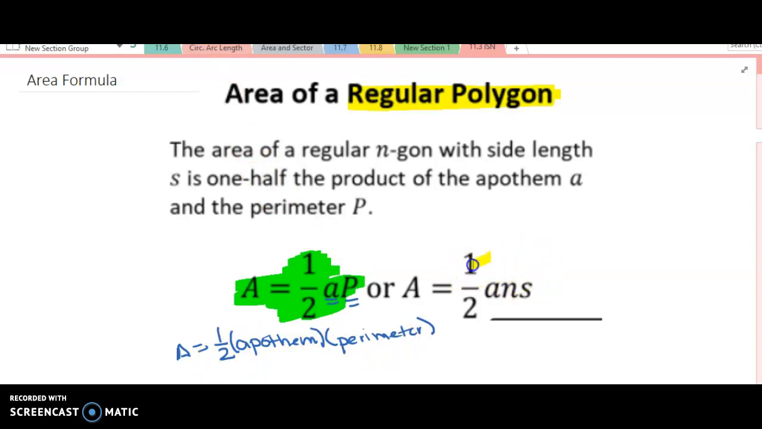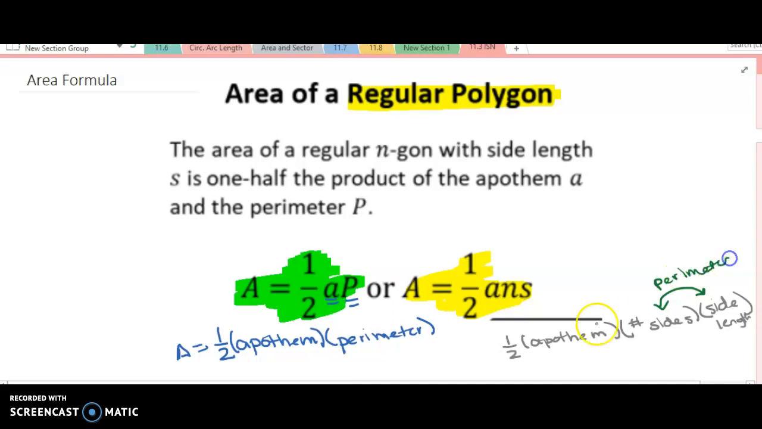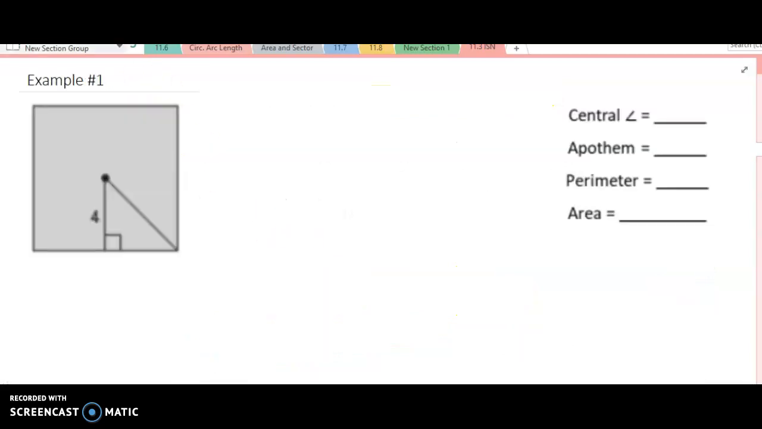So, 1/2 apothem times perimeter. This is another area formula. It's basically the same thing. This is 1/2, the a stands for apothem, the n stands for number of sides, and the s stands for side length. When you multiply the number of sides times one side, that's just the perimeter. So they're the same thing, just written different ways. I will always refer to it as 1/2 times apothem times perimeter. All right, so let's look at example 1 here.